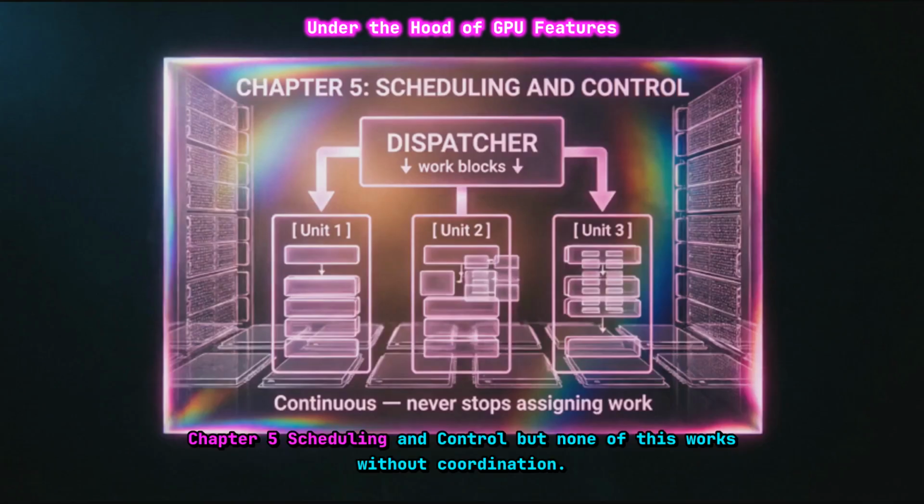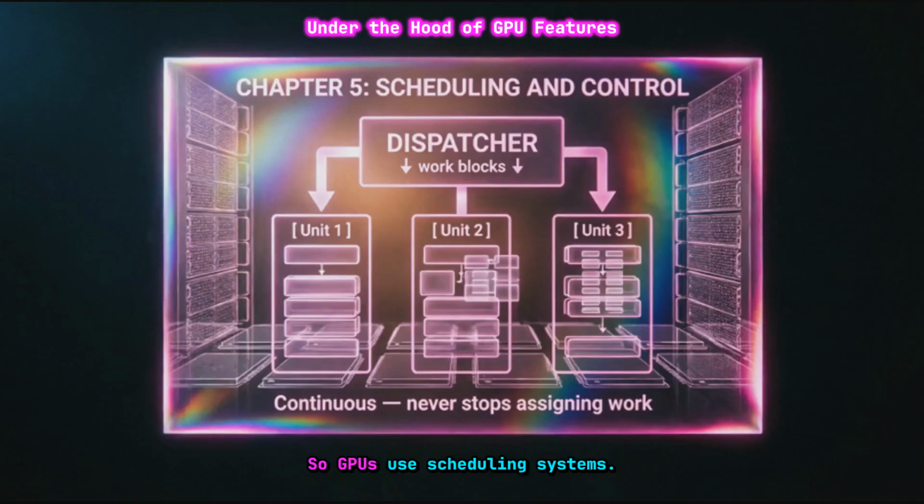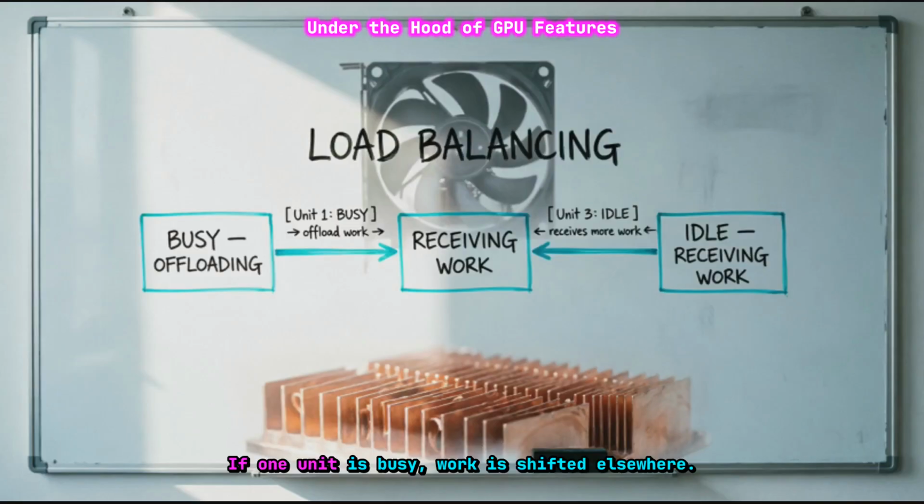Chapter 5. Scheduling and control. But none of this works without coordination, so GPUs use scheduling systems. Work is divided into blocks. Blocks are assigned to compute units. Threads are constantly balanced. If one unit is busy, work is shifted elsewhere. If another is idle, it receives more work.